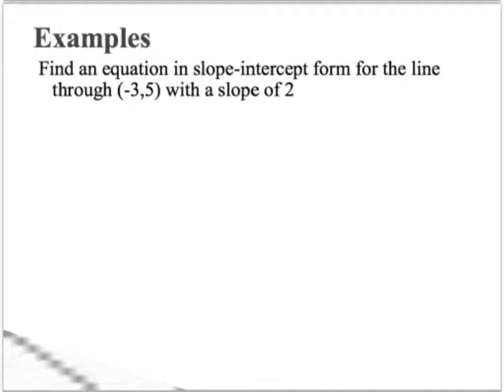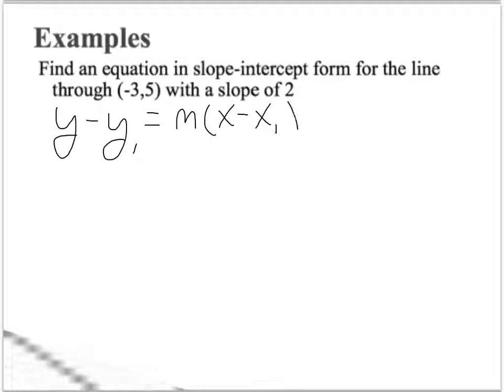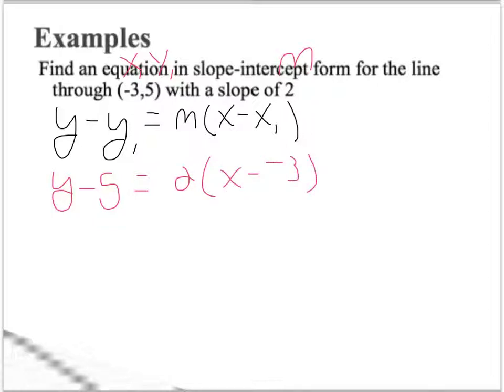It says find the equation of a line in slope-intercept form with a slope of 2 that goes through negative 3, 5. So you could use this formula, y minus y1 equals m times x minus x1. Now in here, this is our x1, this is our y1, and that is our slope m. So let's plug it in. y minus 5 equals 2 times x minus negative 3. Here you get y minus 5 equals 2 times x plus 3.